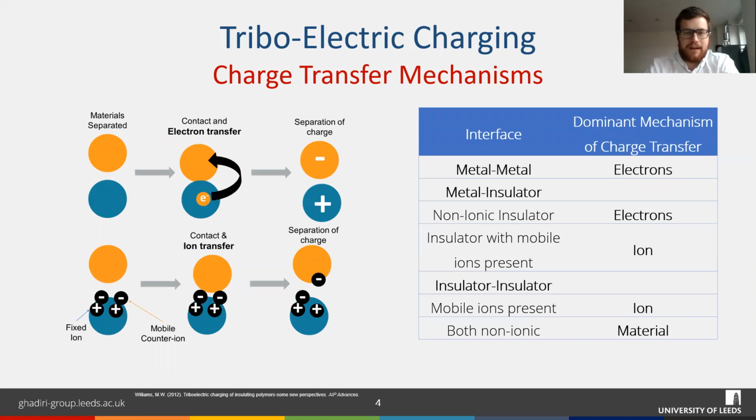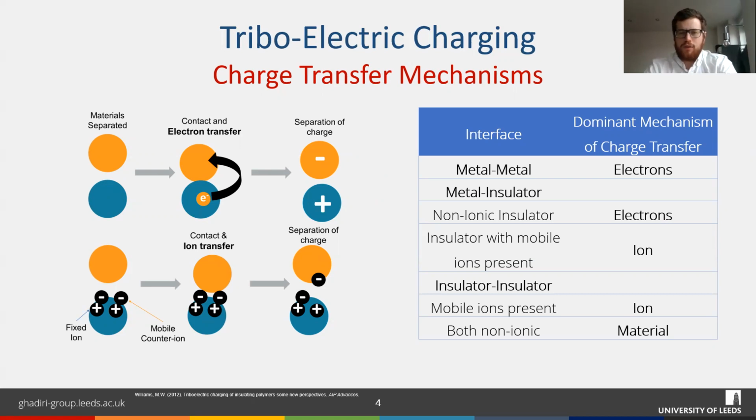So if we just talk through some of the mechanisms briefly, there are 3. There's electron, ion, and material transfer. And the difference is essentially, as the name might suggest, what's being transferred in each case. In the case of electron transfer, it's when the materials collide and an electron is transferred, and that's how charge is exchanged. In the case of ion transfer, you'll have a fixed and a mobile counter ion, and the mobile counter ion is exchanged during the collision, and that's how charge is then exchanged. And in the case of material transfer, it's usually when you've got something that's quite brittle and the material itself breaks off during the collision, and then the charge is exchanged in that way.